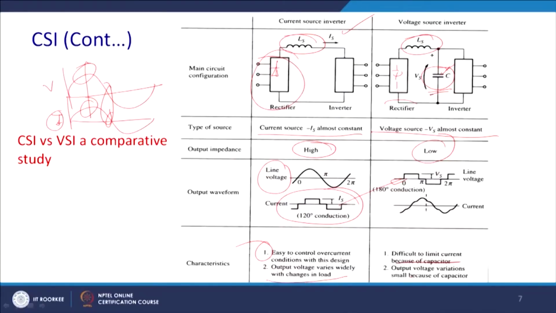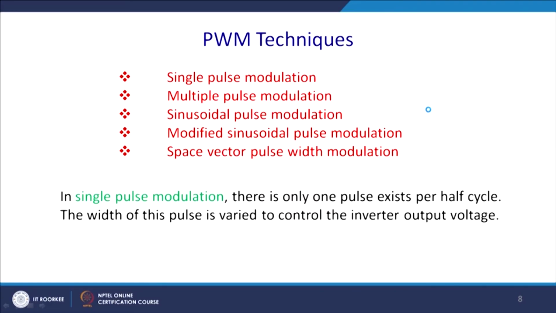Output voltage variation is small because of the capacitor; the capacitor will maintain the DC link voltage of this device. Now, we require to design a suitable control strategy for it, and we have many PWM techniques, and also techniques for the multi-level inverter that we will discuss later. Thereafter, we will discuss the PWM technique for the multi-level inverter also.